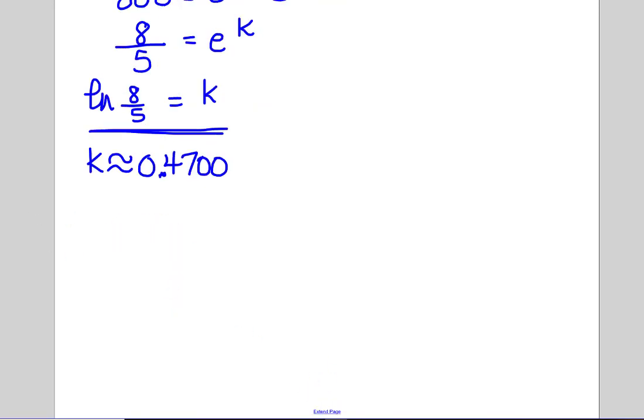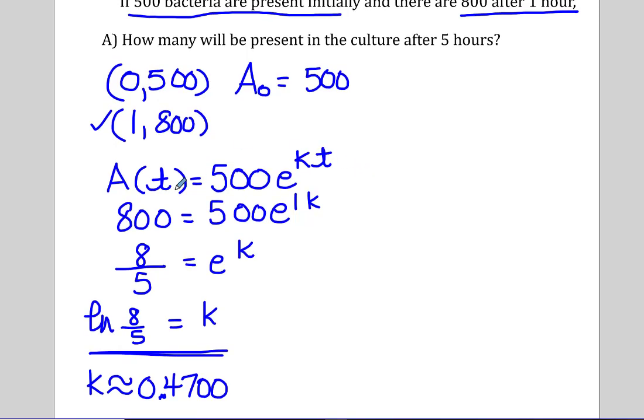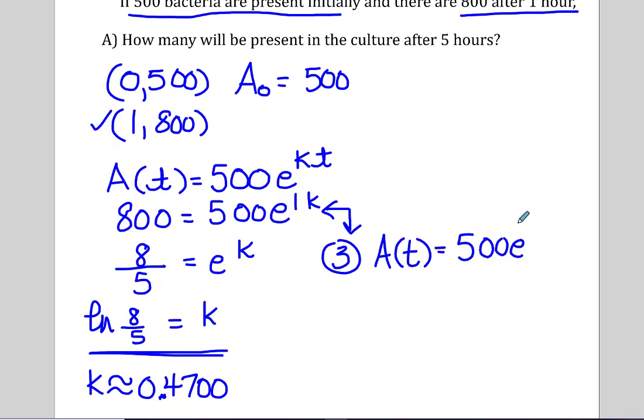So using that information, we're going to take this formula here, and we're going to solve the A of t. This is going to be our formula now, 500 e to the natural log of 8/5 or 0.47 t power. So you can put whichever, either this one or this one up here in your K location, right? And they want us to calculate 5 hours later.